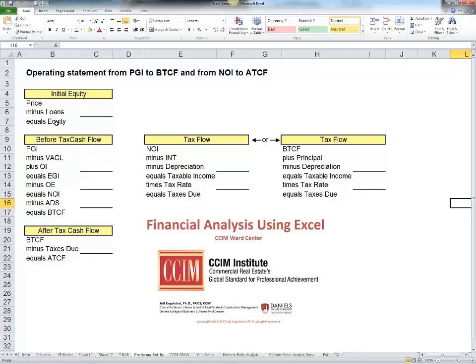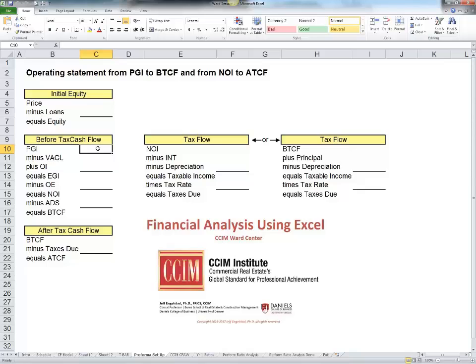And so we calculate our initial equity. The price of the property minus any loans equals our initial equity. That's the cash out of pocket. Then we take a look at our cash flow on a before-tax basis for the first year of the holding period, let's say. Potential gross income, sometimes called potential rental income, sometimes called scheduled rental income, but it represents the amount of money that the property would generate if it were fully occupied, right?